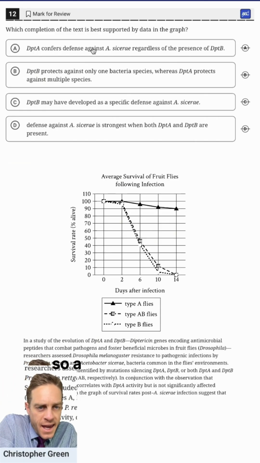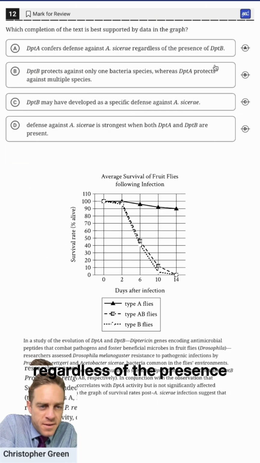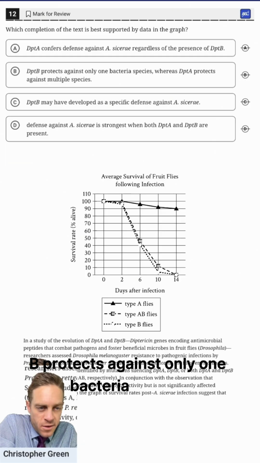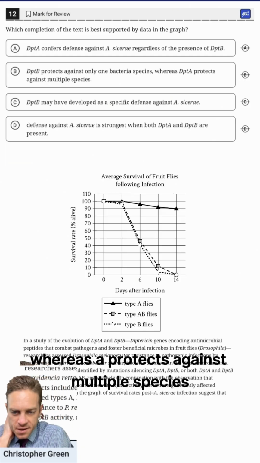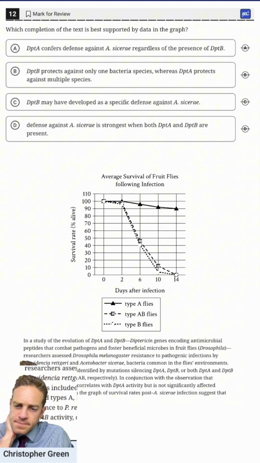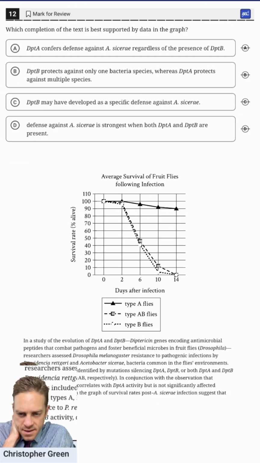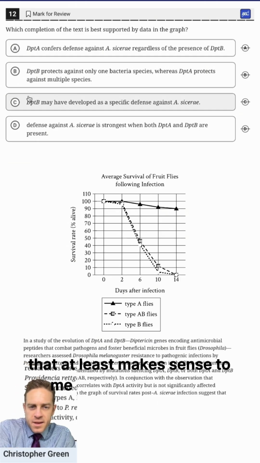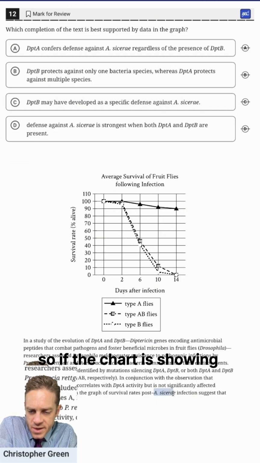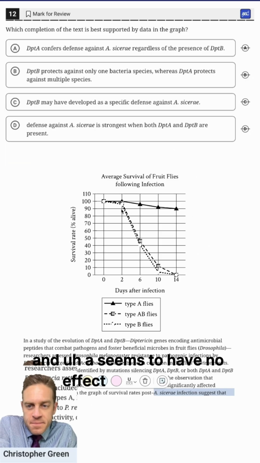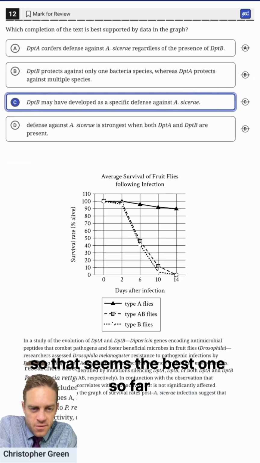So, A confers defense against regardless of the presence. I don't think so. B protects against only one bacteria species, whereas A protects against multiple species. I don't think so. B may have developed as a specific defense against... Well, that at least makes sense to me in light of the chart. So if the chart is showing just the AS infection, A seems to have no effect, B changes it. So that seems the best one so far.